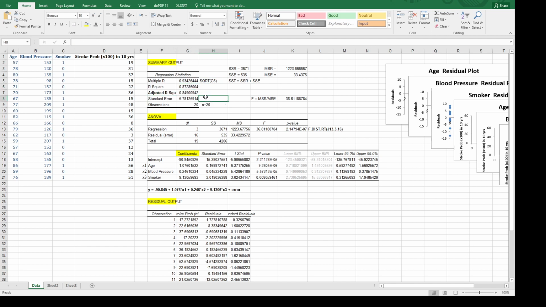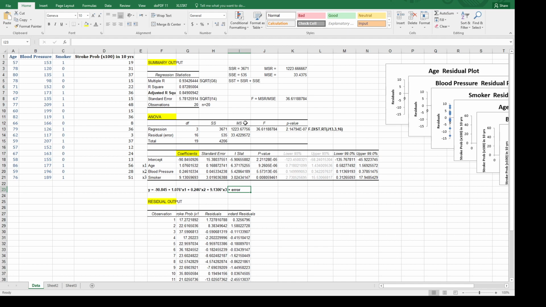And standard error is just a square root of MSE. So take a square root of MSE, and that gives you exactly the standard error. So I am going to keep the formula here. That is the standard error for the error term in the regression.